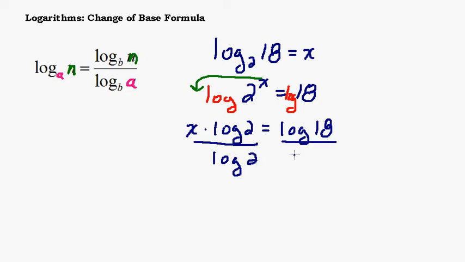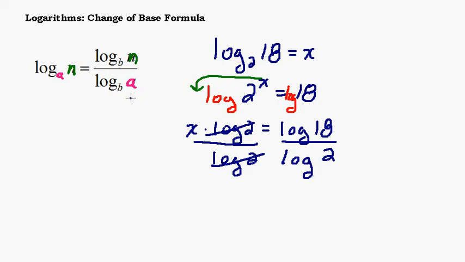Here I'm using log base 10 because I'm not writing a base. And I can cancel this log of 2. And I end up with x equals log 18 over log 2, which is exactly what we got when we used the change of base formula. We got log base 10 of 18 over log base 10 of 2.